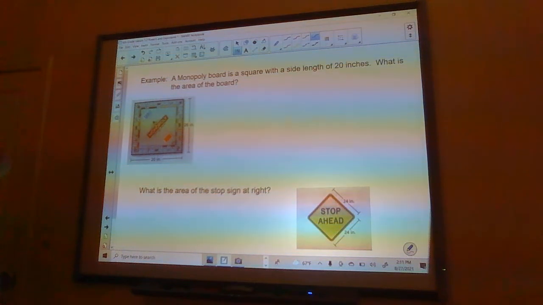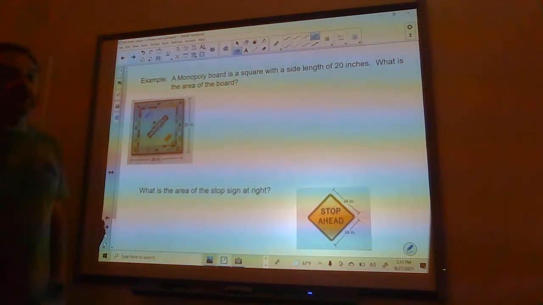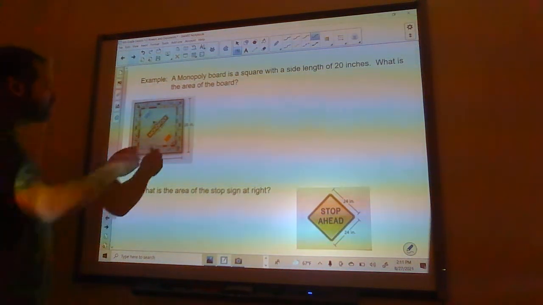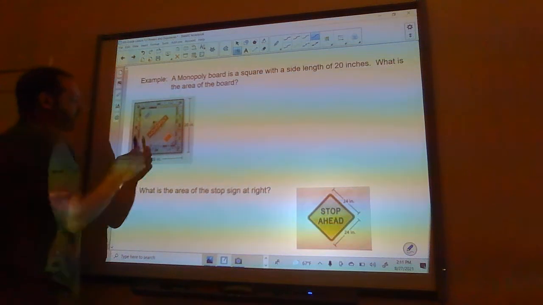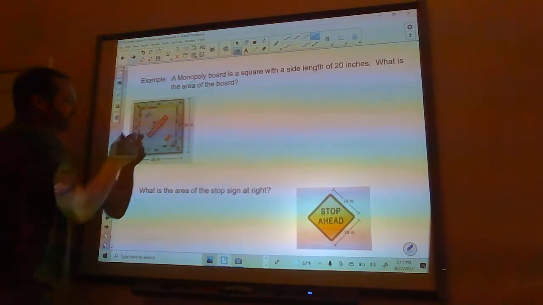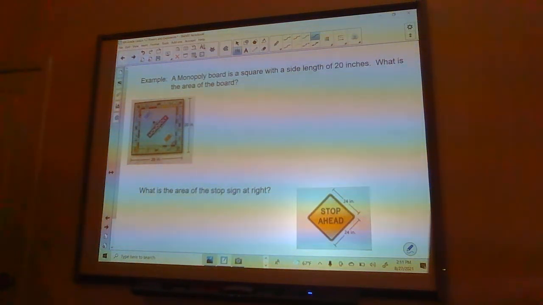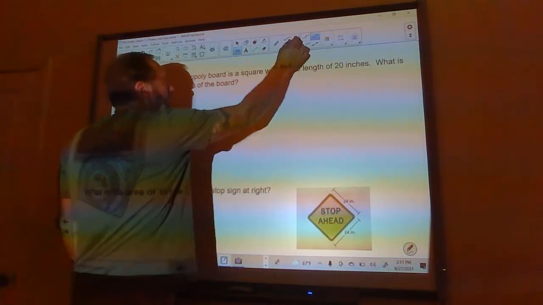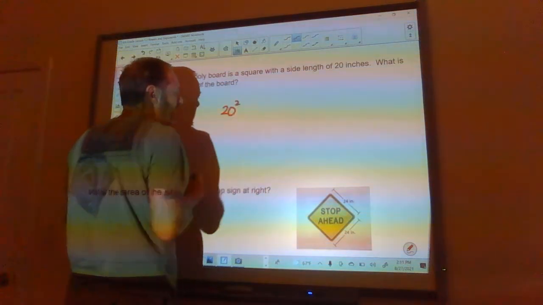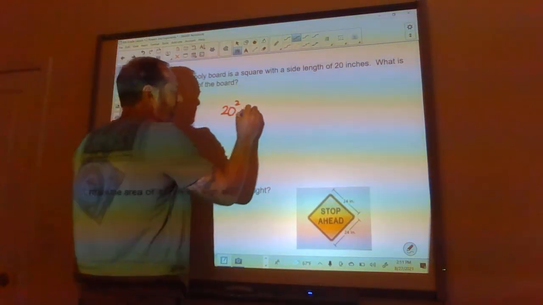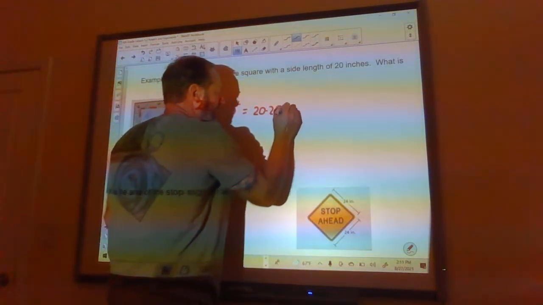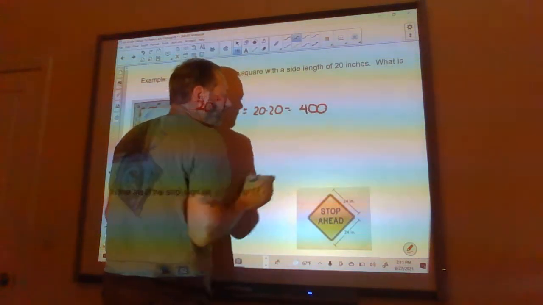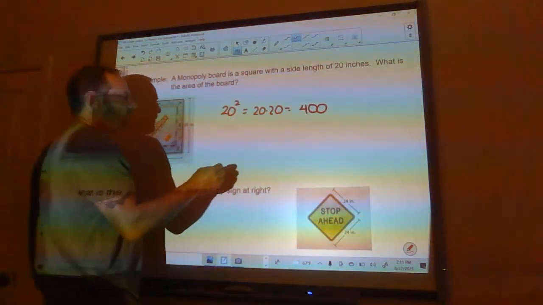Okay, a Monopoly board is a square with a side length of 20 inches. What is the area of the board? Okay, so remember, area is how much stuff is inside here. How many squares of the same size can I fit inside that shape? Okay, and this is 20 by 20. So I'm going to do the problem 20 squared. Remember, that's 20 times 20. And that's 400.